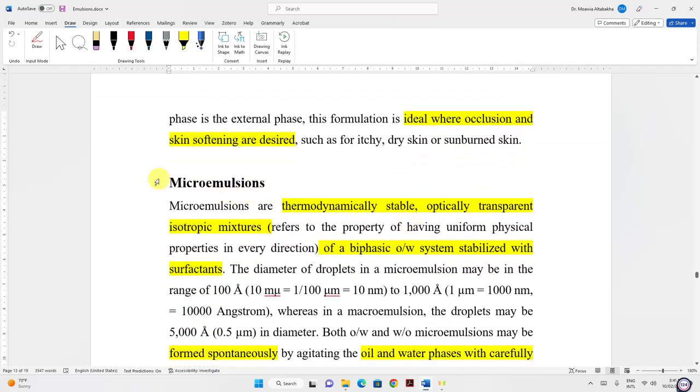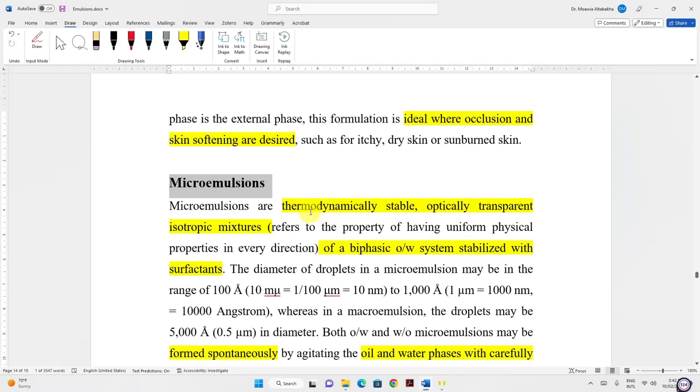Okay, now we will talk about micro emulsion. If you remember, we said the types of emulsions. We said we have oil in water emulsion, and we have water in oil emulsion. Now, what is micro emulsions? Micro emulsions are very different. Even though they contain oil and water, they are different from the other emulsions we are talking about, because they are very close to solutions. How?